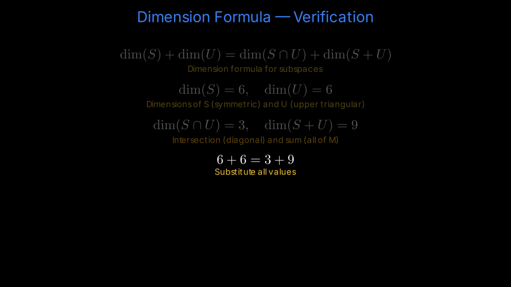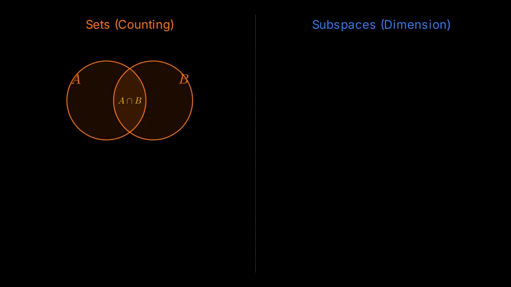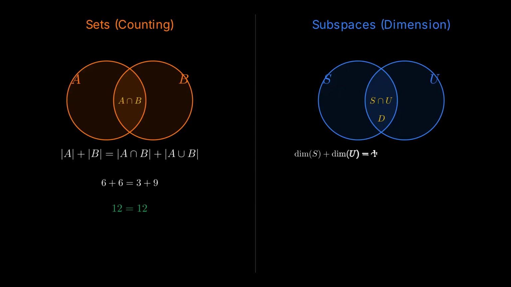So the left side gives us 6 plus 6, which equals 12. The right side gives us 3 plus 9, which also equals 12. It balances perfectly. This formula mirrors inclusion-exclusion from combinatorics. For finite sets, the size of A plus the size of B equals the size of A intersect B plus the size of A union B. The logic is the same.